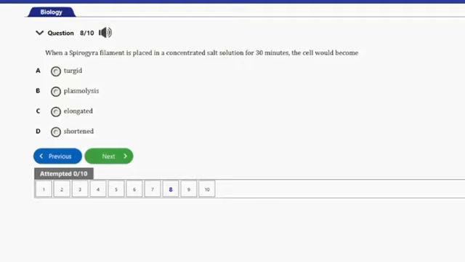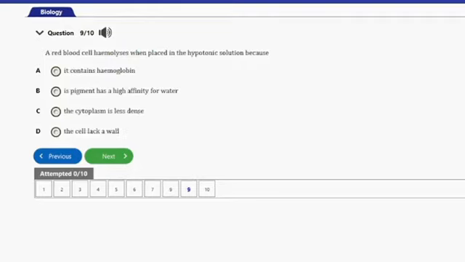When you have a spirogyra filament placed in a concentrated salt solution, the phenomenon that will occur in this case is plasmolysis. So that means the cell will be plasmolyzed, and that's option B here, guys. That's the answer to this question. So let's go ahead and consider the next question. That's question number 9 here.